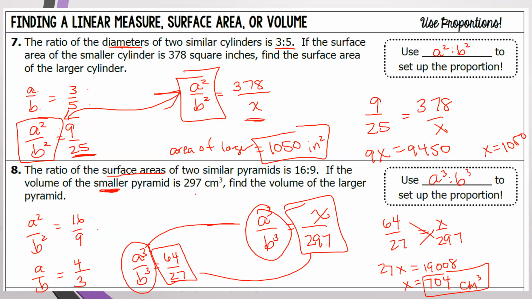If you're not sure if you put that 297 in the right place, look at your final answer. We just said that the 704 centimeters cubed was the volume of the larger one. That had better be larger than the volume that they gave us, and it is. If you had put that 297 in the top, then you would have gotten a much smaller number, smaller than 297, and that should have thrown you off a little bit, right? Make sure that the larger cylinder is actually larger, or the smaller cylinder is smaller.